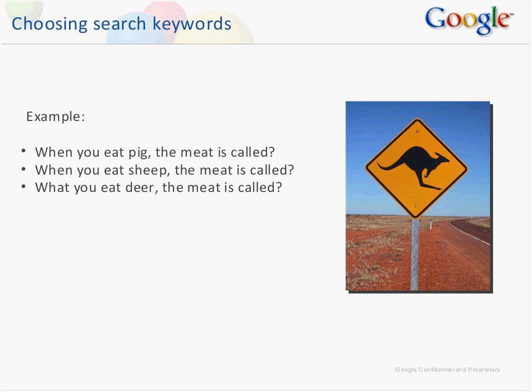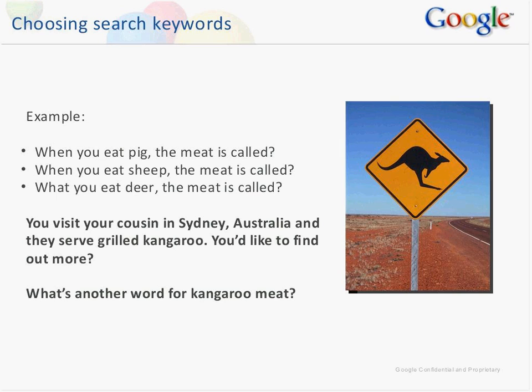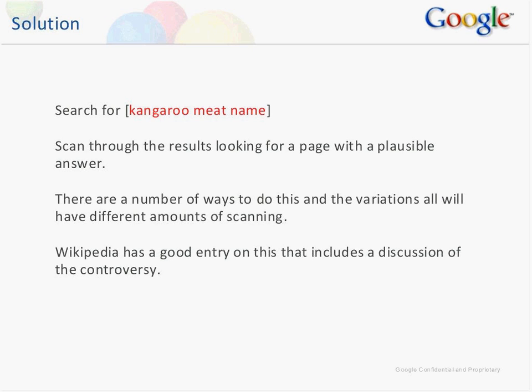So here's a question for you. If you visit your cousin in Australia, and they say grilled kangaroo, how would you find out another word for kangaroo meat? Right? Think about that for a second. How would you do it? Well, let me tell you. The simple and obvious solution is to look for a synonym for that term. And I would do a search, kangaroo meat name, and you scan through that looking for a page with a plausible answer. Now, it turns out Wikipedia has a brilliant article on this. You can find it there.